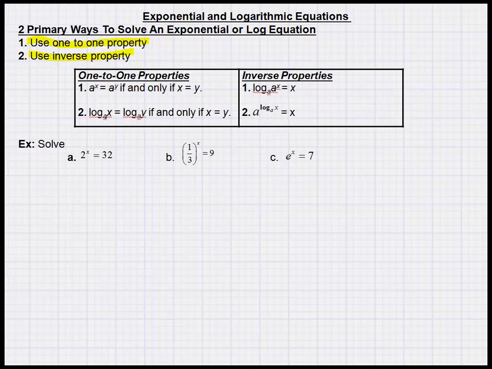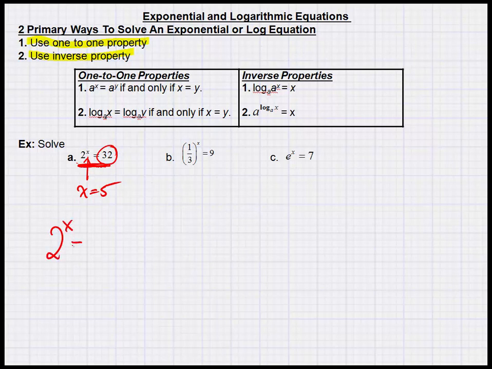So here's a couple of exponential equations. 2 to the x equals 32. Now there's a couple of ways you could solve this. One way is you could just ask yourself, 2 to what power gives me 32? And you might come up with the answer of x equals 5. But what's a more systematic way of doing it? One more systematic way would be to use this one-to-one property. The idea is if I could take 32 and write it as 2 to a power, then I have two exponentials equal to one another where their bases are the same and therefore their exponents have to be the same. Well, I could do that.